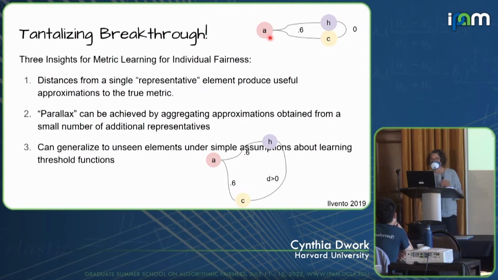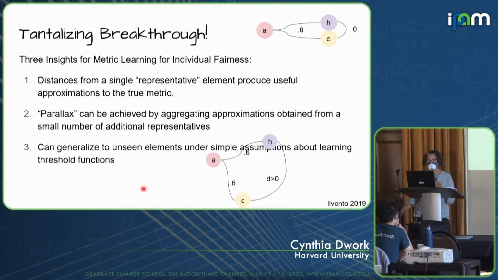But if A says the distance between me and H is 0.6 and the distance between me and C is 0.6, it doesn't mean that the distance between H and C is 0. We might have something like this, or C might be entirely on the other side of A. So we need a kind of parallax. We're looking just through one, and we need one other angle, and that's given by adding a few other representatives.